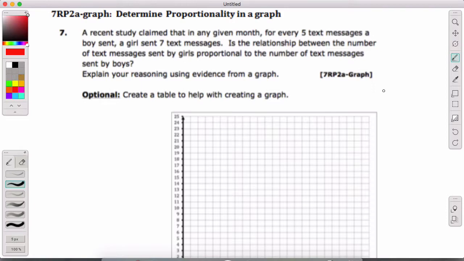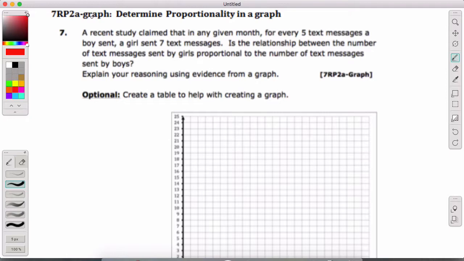This video is part 2 of the Math 7 Interim 1 from 2017. We're going to work on 7RP2. If you're going to search in Khan and get extra help with this, that would be 7th grade ratios and proportions, determining proportionality with a graph.